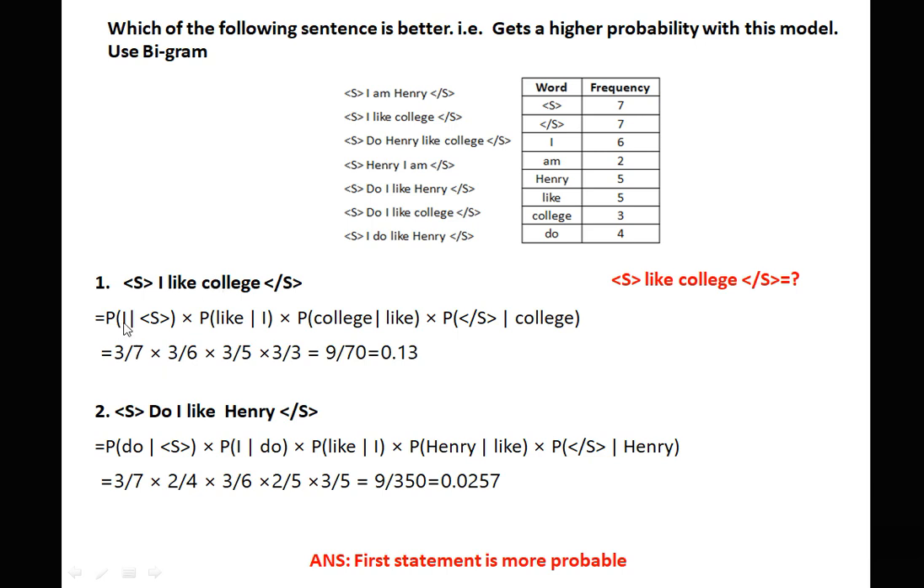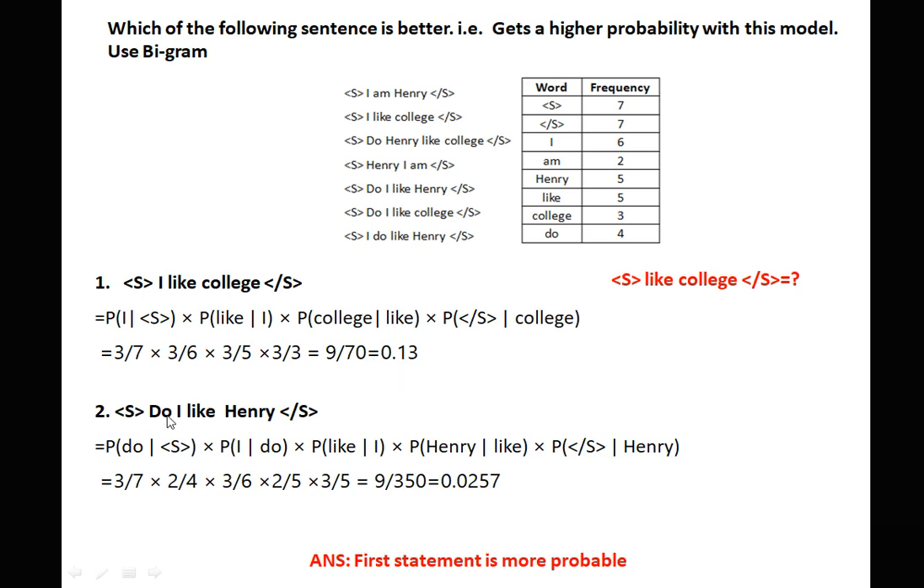Now here, probability of I given the start of the sentence. So start of the sentence is coming 7 times, and after the start of the sentence how many times does I come? 1 time, 2 times and 3 times. So it is 3 by 7. So like our previous problem, we are just calculating the Bigram probabilities. So here we are getting 3 by 7, 3 by 6, 3 by 5, 3 by 3. So this is nothing but the multiplication of all probabilities, and we are getting the answer 0.30.